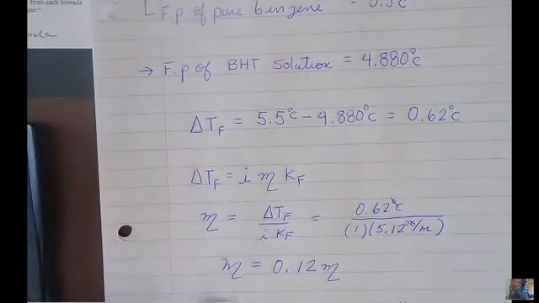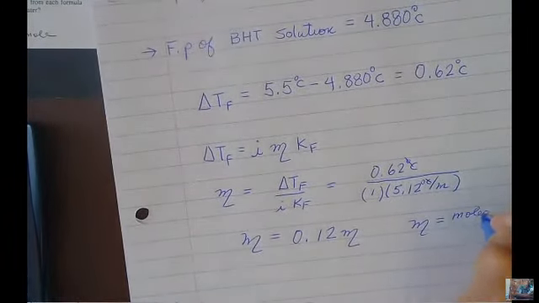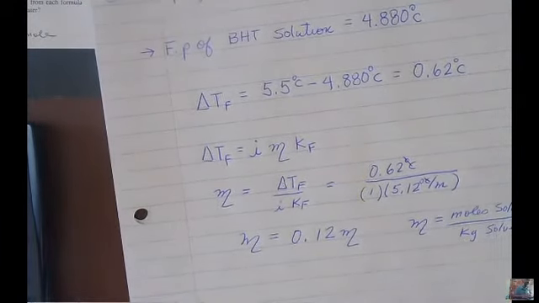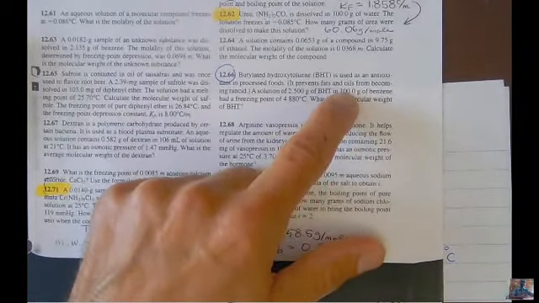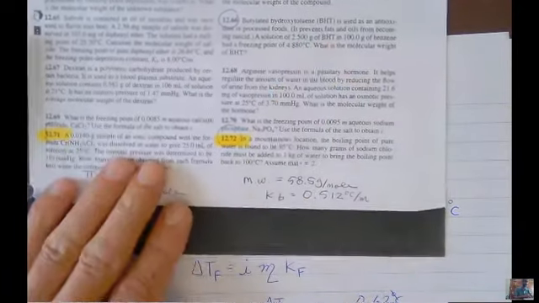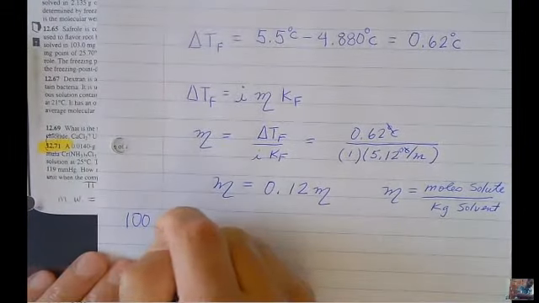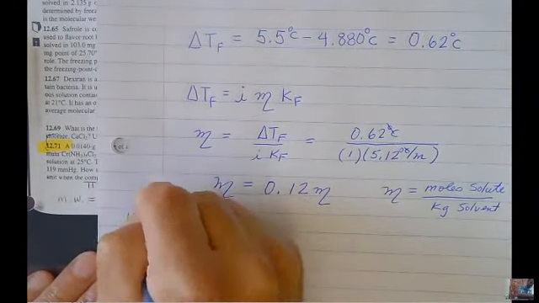What is molality? If you remember, molality is moles of solute divided by kilograms of solvent. They did tell me how many grams of benzene I had in the question. I had 100 grams of benzene that I dissolved my 2.5 grams of BHT in. So I'm going to use that right now. Here's my 100 grams of benzene. This is the mass of the solvent.